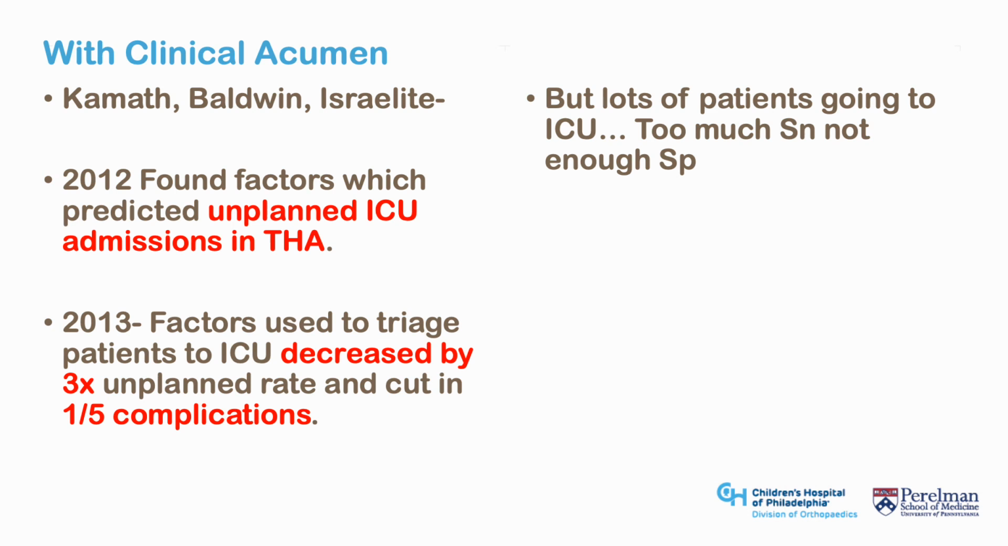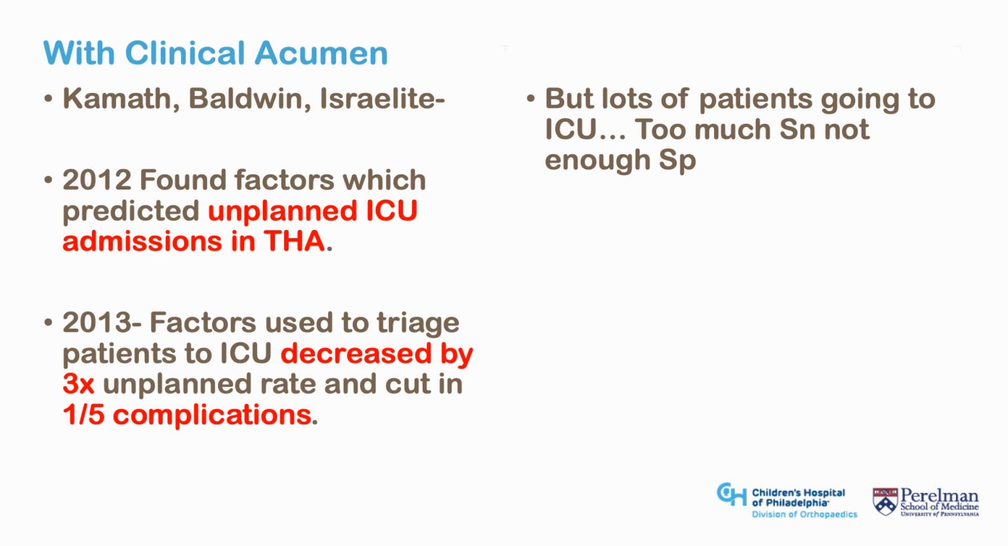Clinical acumen can also be used to determine cutoff. This was an interesting study which exemplifies this. Using clinical acumen, Kamath et al. found factors which led to unplanned ICU admissions in patients following total hip arthroplasty. They used this data to come up with a strategy which triaged patients to the ICU electively and found that they decreased unplanned ICU admissions by 1/3 and drastically reduced complications.